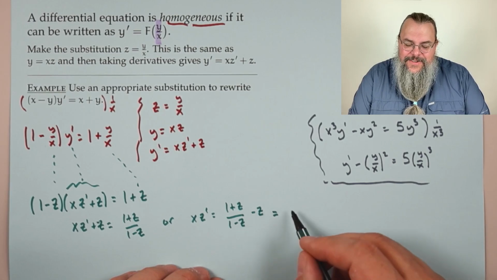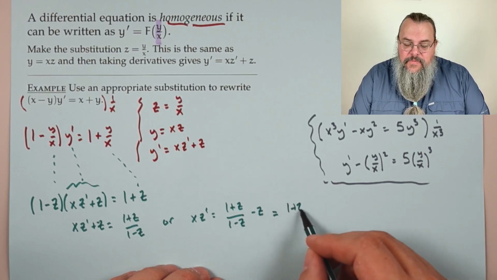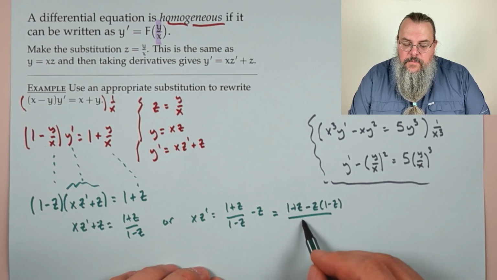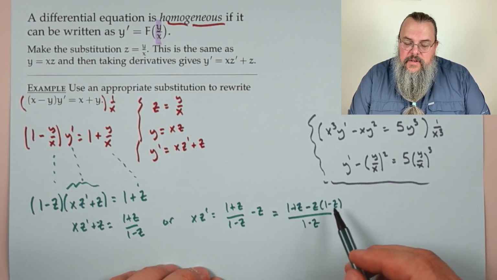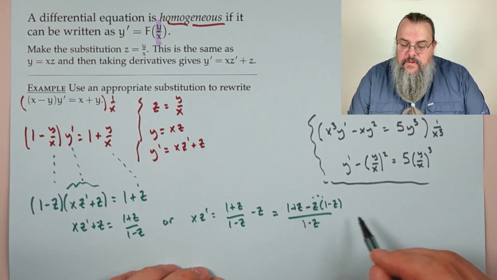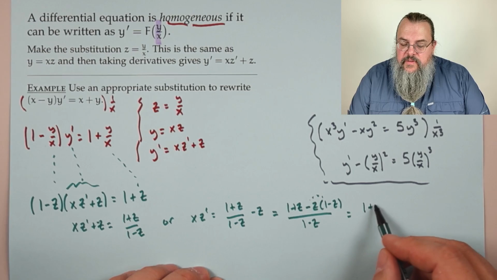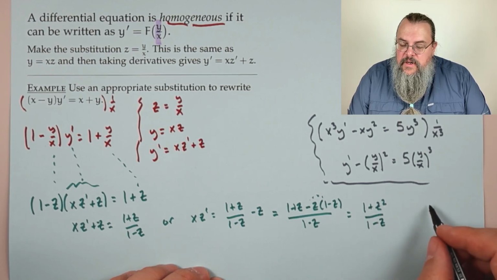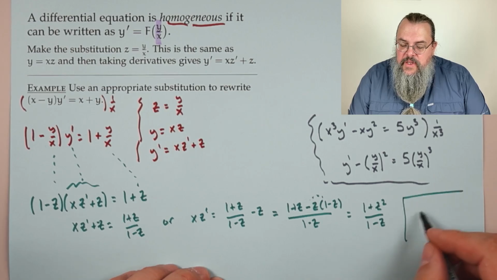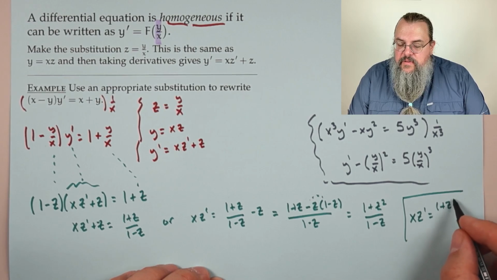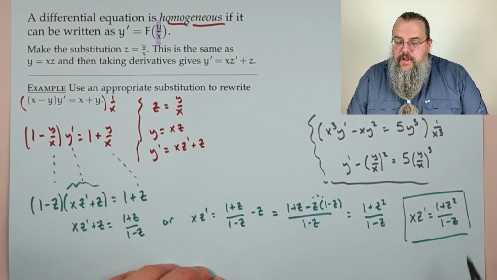All right, so what would happen? We'd have 1 plus z, subtract z times 1 minus z over 1 minus z. And if you do this, you see a z and a minus z will cancel. So you end up with 1 plus z squared over 1 minus z. Now, here's the punchline. You have x z prime is equal to 1 plus z squared over 1 minus z. All right, so there's where I'll stop.